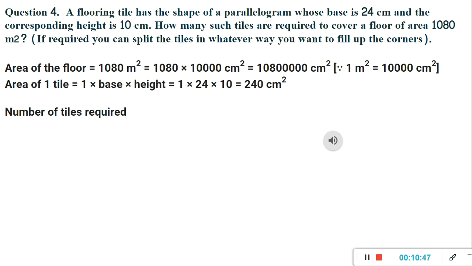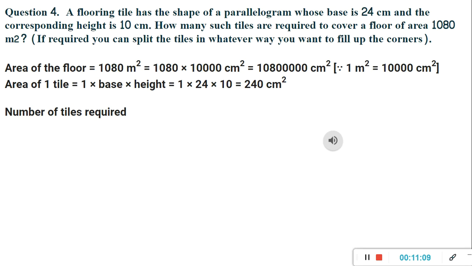So we know that 1 meter square is equal to 10,000 centimeter square, right? That is 100 into 100 is equal to 10,000 centimeter square. So the area of the floor, 1080 meter square, is equal to 1080 into 10,000 centimeter square. So we will get it. How much is the answer? 1 crore 8 lakh, right?